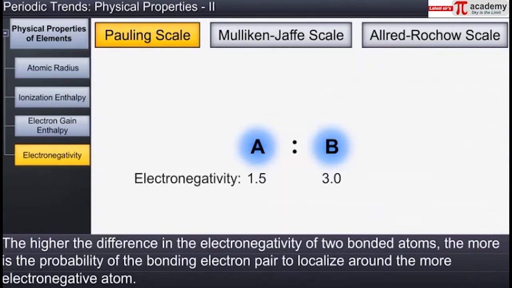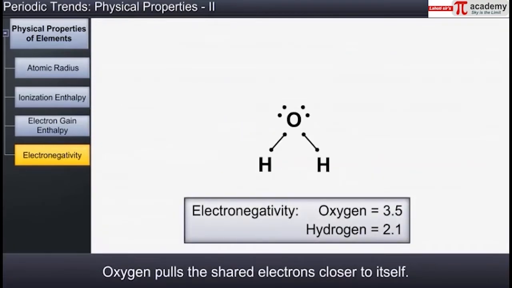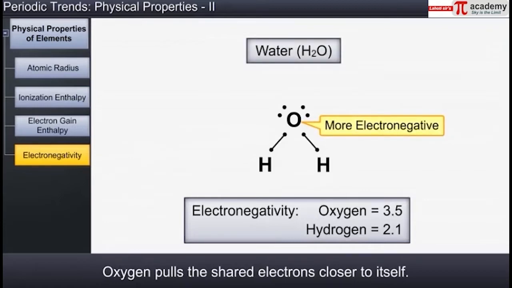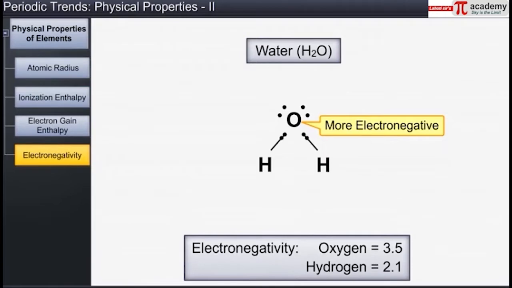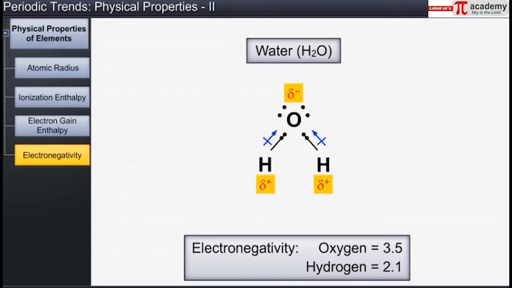The higher the difference in the electronegativity of two bonded atoms, the more is the probability of the bonding electron pair to localize around the more electronegative atom. For example, in the case of water, oxygen being more electronegative pulls the shared pair of electrons closer to itself. As a result, the hydrogen atoms in water are slightly electron deficient, whereas the oxygen is electron-rich, causing an overall dipole moment in water.